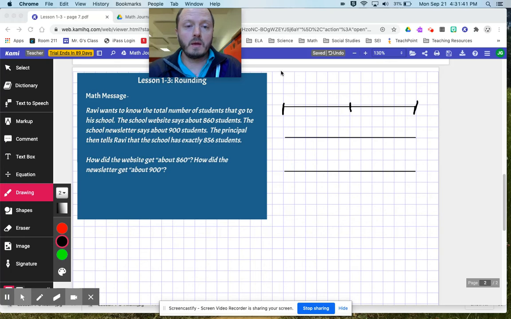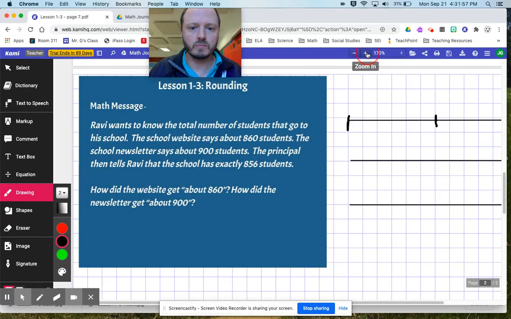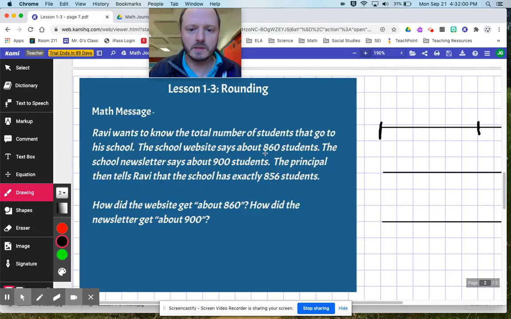So, 856. What number is it rounded to? What place did we change? Well, if we're looking at it closely, and I'm going to zoom in a little more, as I mentioned before, we're going to look at this number here, 860, was rounded from 856. Now, how did we get that? Well, we rounded to the nearest 10. Okay, so that is what we're getting at here.